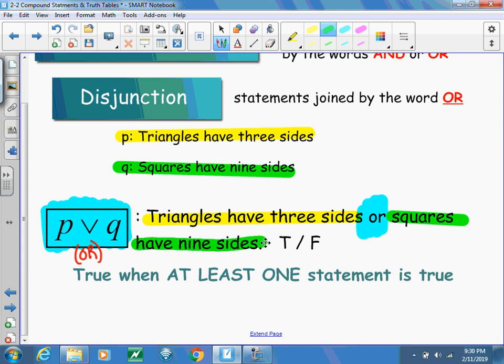squares have 9 sides. Now when I look at this, if I talk about an or statement, only one of those statements has to be true in order for the whole thing to be true. So triangles have 3 sides, that is true. Squares have 9 sides, well, that is false. So the fact that I have one true statement and one false statement, overall, the whole statement is going to be true. The only way that it could be false is if both were false.